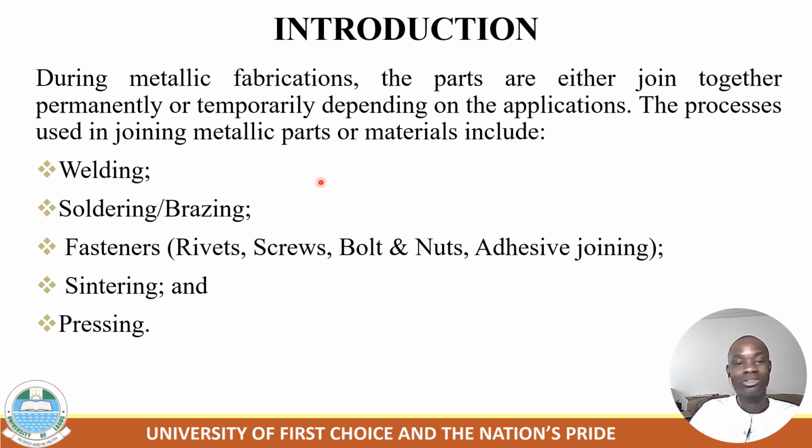Introduction. During metal fabrication, the parts are either joined together permanently or temporarily, depending on the applications. The processes in use in joining metal parts together and other materials include welding, soldering, brazing, fasteners, sintering, and pressing. All these are methods of joining metals together, irrespective of their shape, weight, or size.